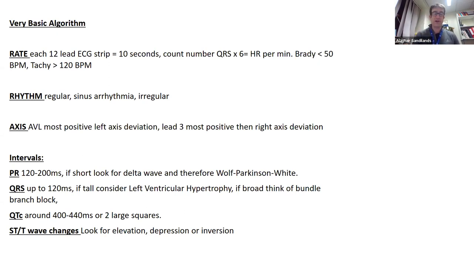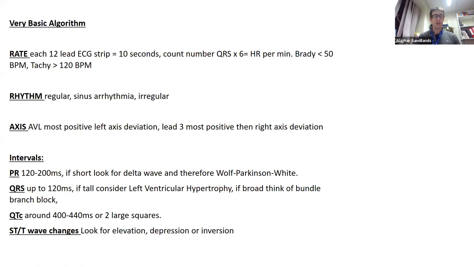If our PR interval is between 3 and 5 squares, then it's in the normal range. If the PR interval is short, then look for a delta wave because it could be Wolff-Parkinson-White. Obviously, a prolonged PR interval above 200 milliseconds would be first degree heart block, and conduction into the AV node is not good.